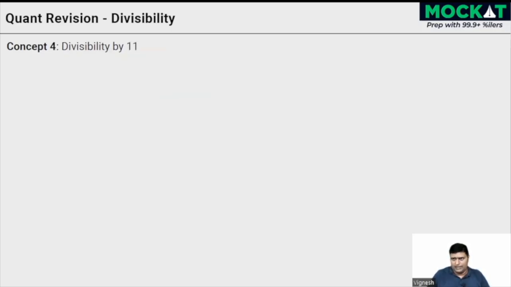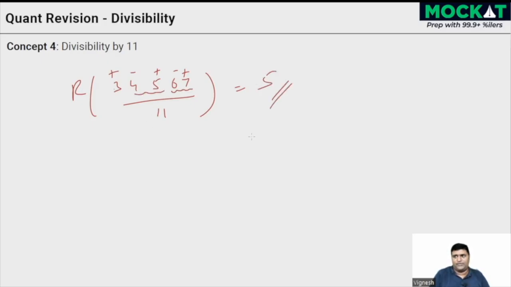Divisibility by 11. To check for divisibility by 11, you just need to go with the plus minus types. So if you have 34567 divided by 11, plus for the rightmost end, then minus, then plus, and then minus and plus. 7 minus 6 is 1. This is also 1. 1 plus 1 plus 3, that comes to 5. 5 becomes the remainder here.